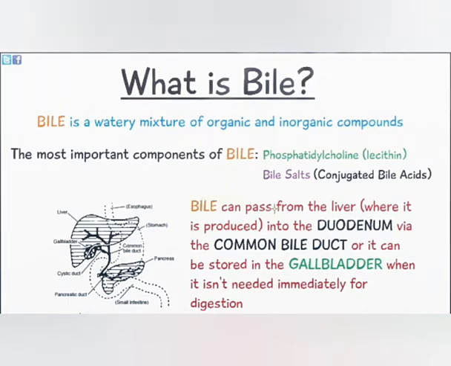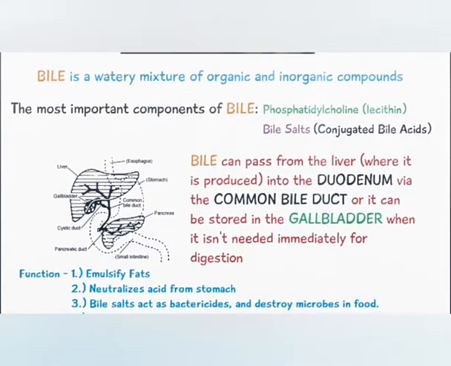So bile, as we previously mentioned, is a watery mixture of organic and inorganic compounds. This bile is produced inside the liver and can pass into the duodenum via the common bile duct, or it can be stored in the gallbladder when it isn't needed immediately for digestion. So we can see here is the liver, and this is where the bile is produced. It passes into the duodenum via the common bile duct, or it can be moved into the gallbladder and stored, and when it is required for digestion, it can pass through the common bile duct into the duodenum. So what are the functions of bile?